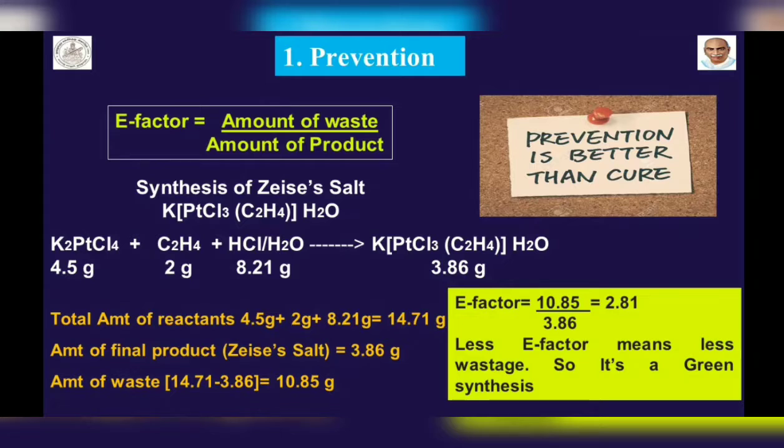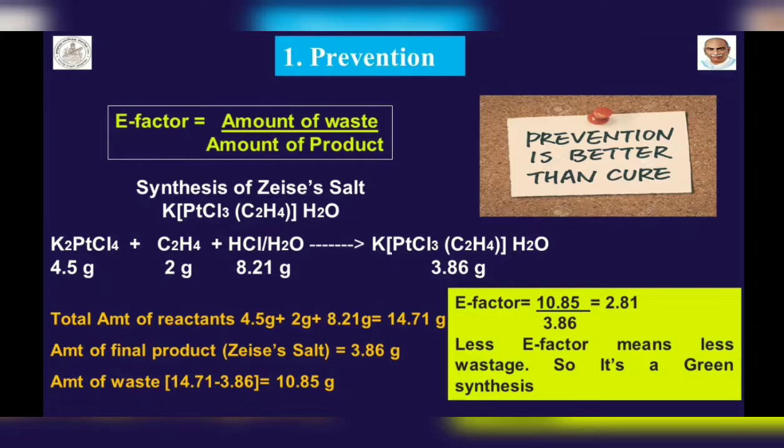We should carry out a synthesis with minimum or nil formation of waste product. The wastage can be calculated in terms of E factor. Higher E factor means more wastage. How can you calculate the E factor? The E factor formula is given here: E factor is equal to amount of waste divided by amount of product.